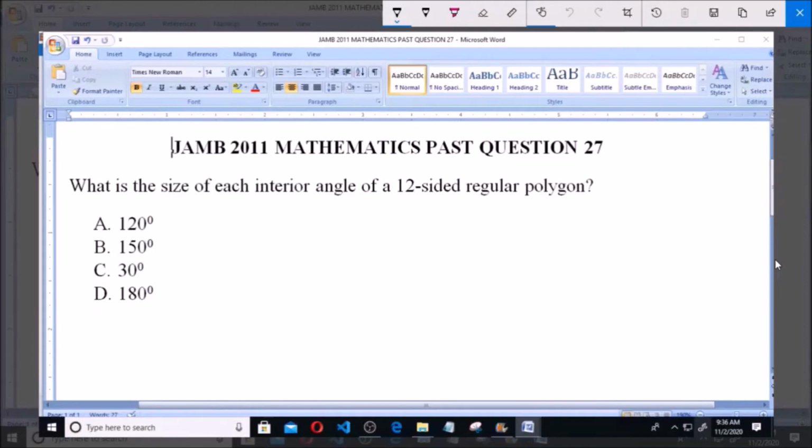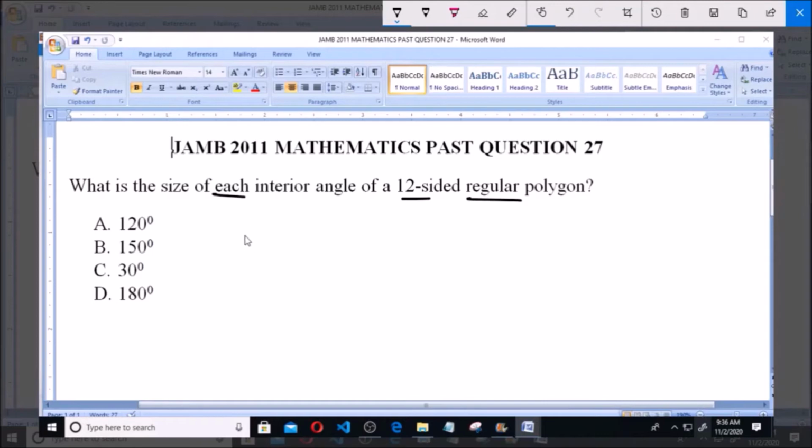I'll be answering JAMB 2011 Mathematics Past Question 27. What is the size of each interior angle of a 12-sided regular polygon? A 120 degrees, B 150 degrees, C 30 degrees, and D 180 degrees. Now we are asked to find the size of each interior angle of a 12-sided regular polygon.